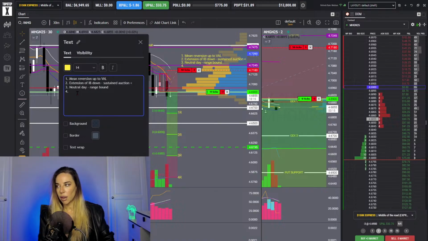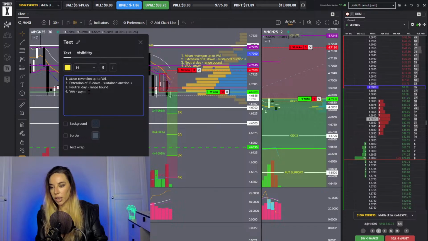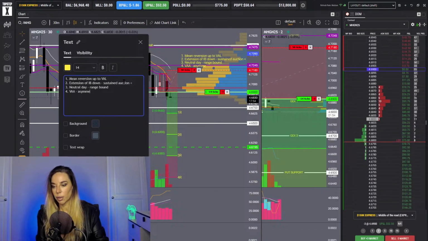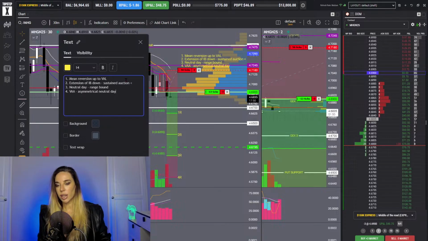If we have a neutral day, but then it turns around and goes all the way up and accepts value area, so it goes all the way up to this 472.45 and then closes one of the 30 minutes inside it, that would trigger a value acceptance trade that would then go into something that I call an asymmetrical neutral day. That's kind of like a trending day that starts off to the wrong side.